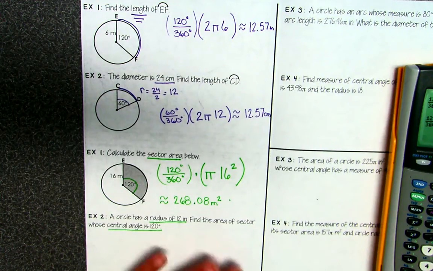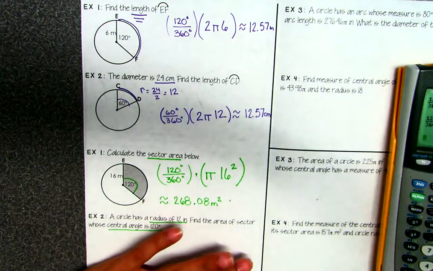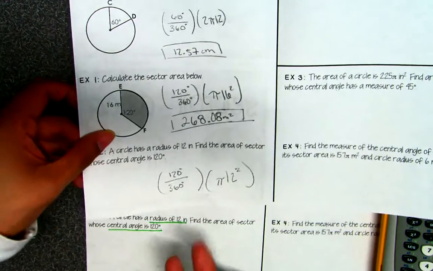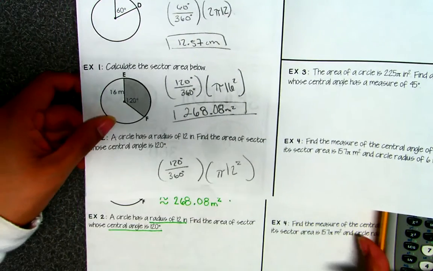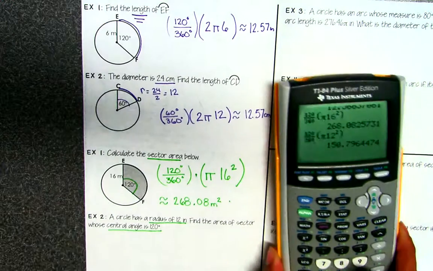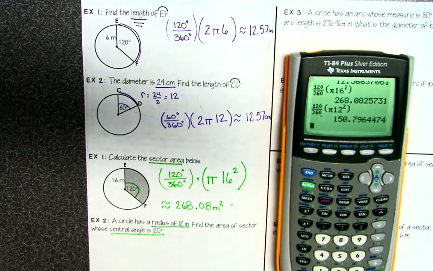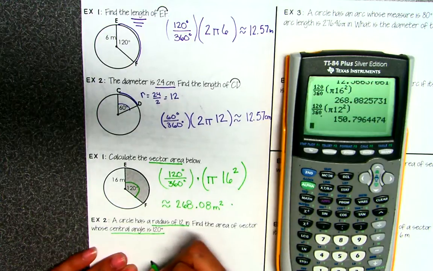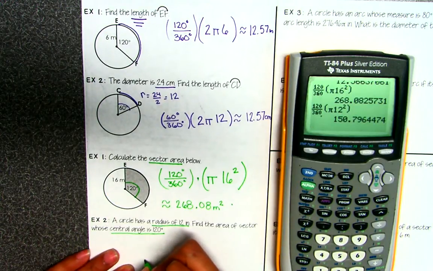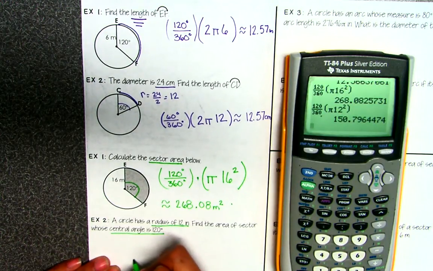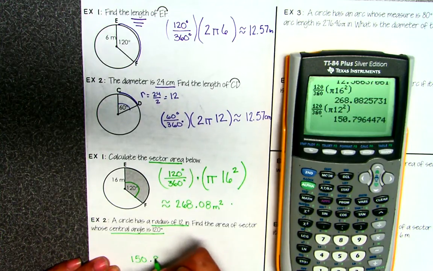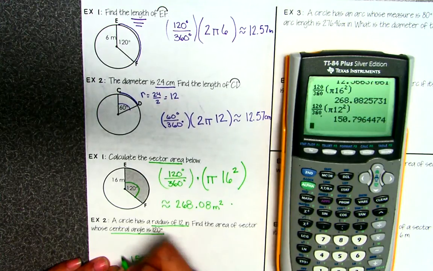Check your answer, and you should have had 100-something. It should look like this. Yes. And it should be 150.79. So that's going to be 1/8. So the area should be 150.8 inches squared.